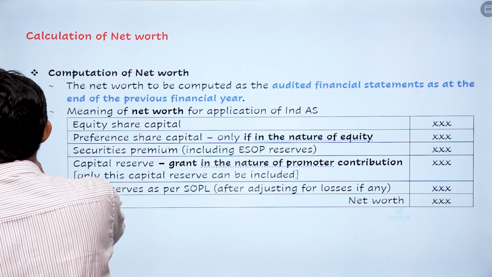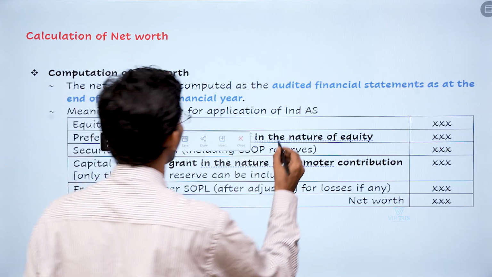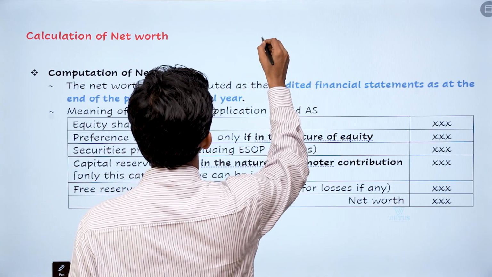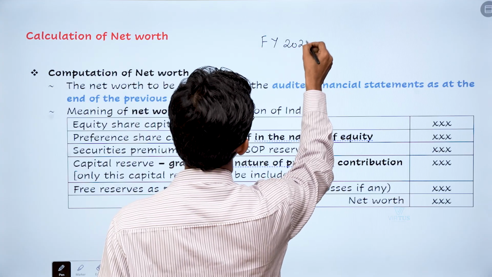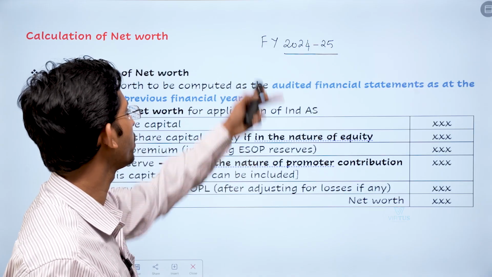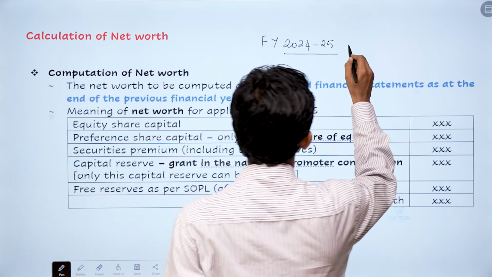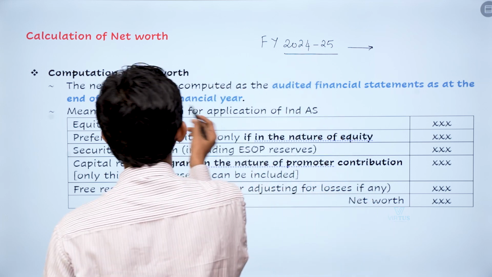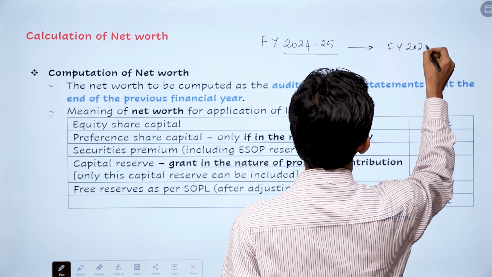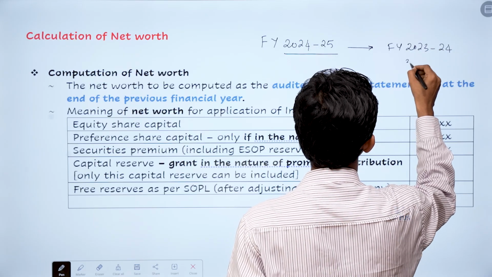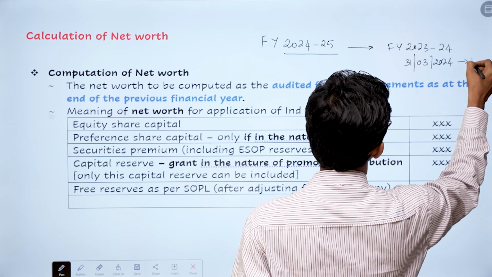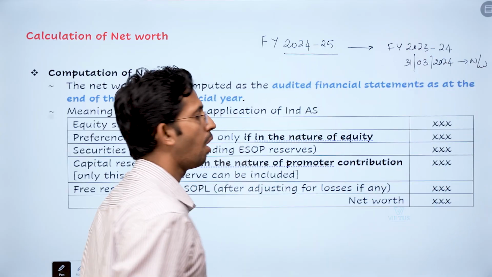Say, for example, I will just give you an illustration. Suppose you are evaluating the applicability of Ind AS for the financial year 24-25. What you have to see is the audited financial statements as at the end of the previous financial year. Which is the previous financial year here? The previous financial year will be 23-24. So take the audited financial statements as at 31/3/2024 and compute the net worth based on these audited financial statements.